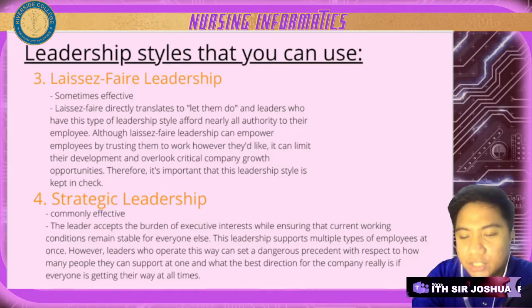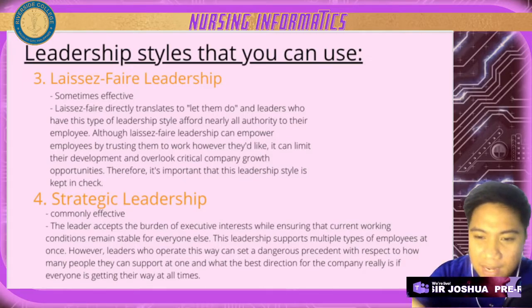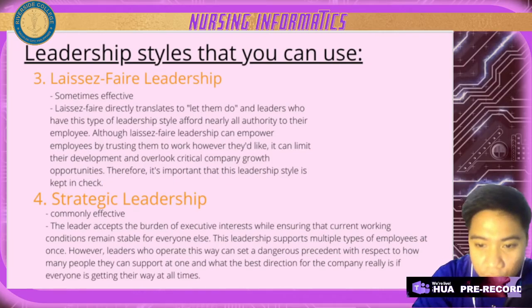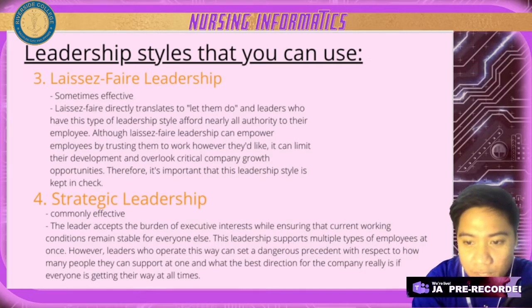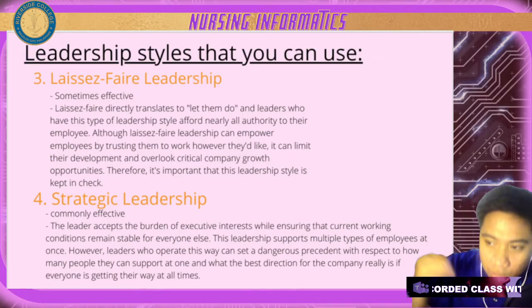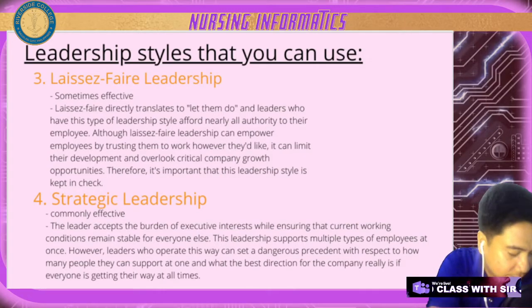Although laissez-faire leadership can empower your employees, kaya syempre ginapabayan mo sila nga kamo desisyon, kamo na bahala. So, it can limit your development and overlook critical company growth opportunities. Therefore, it is important that this leadership style is kept in check. Kaluoy, kisa pabayaan mo da imo nga subordinates or ang mga under sa imo nga sila lang gamato-mato, tapos ikaw yung leader gahayahay, paglabot na sa obrahanay, kag nagkinagamo, ikaw nga leader ang palak-palak, kay nagsalig ka tanan sa imo nga subordinates.